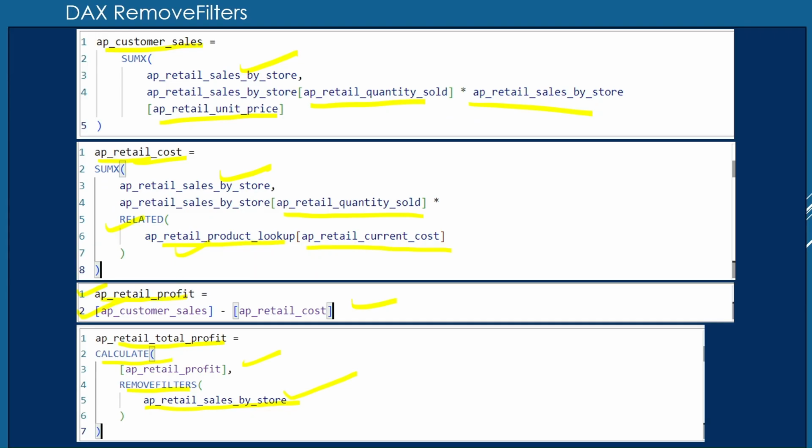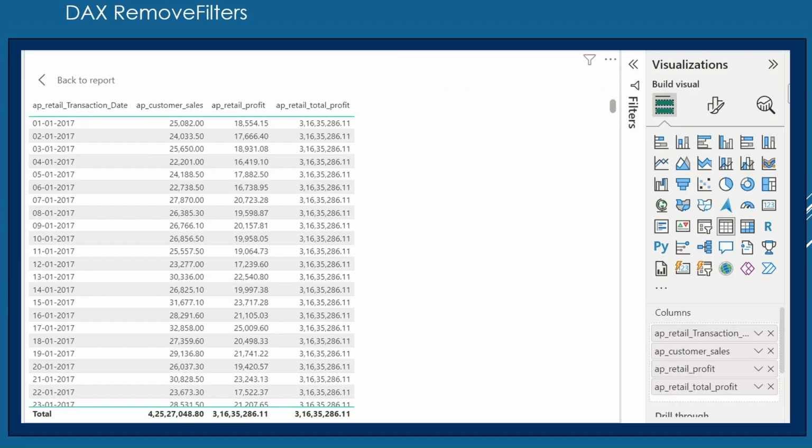Let me go to the PPT. Here I am creating a visualization. In this visualization, I am creating a table. In this table, the first column is transaction date. The second column is customer sales. The third column is retail profit, and the fourth column is AP retail total profit. You can observe that this is different. This is for each and every date. This retail profit is also based on each and every date.